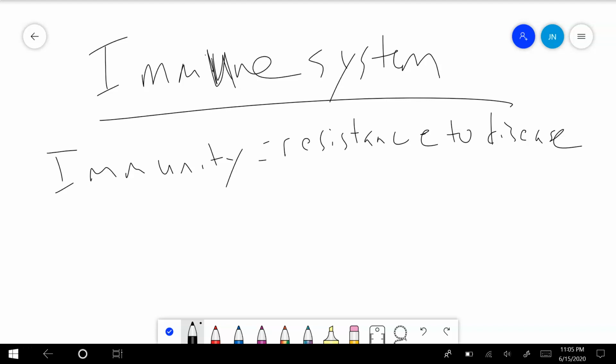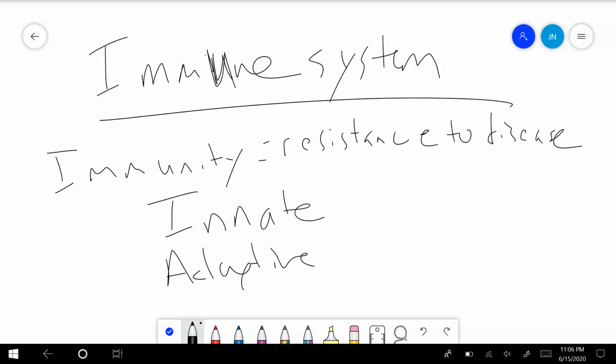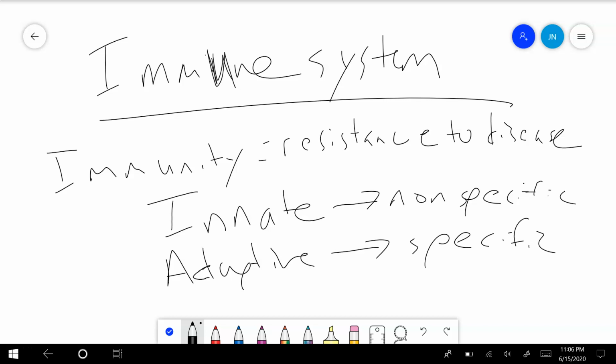Actually, there are two overlapping systems here. What's called the innate immunity, or the innate defense system, and the adaptive. The innate form of this is often called non-specific, and adaptive is specific. So let's start by looking at the innate part.